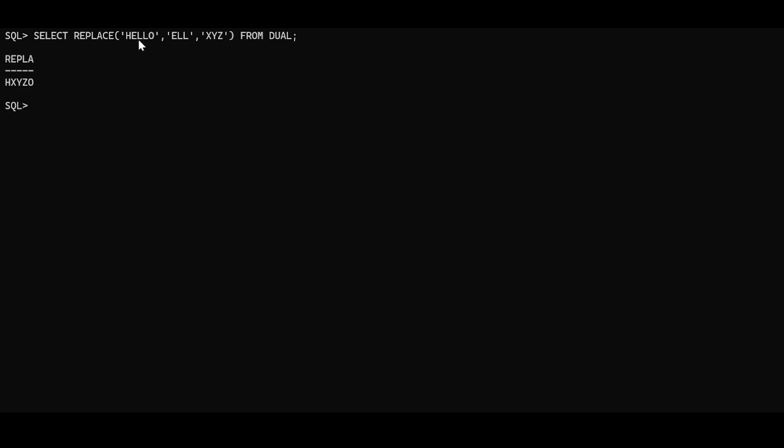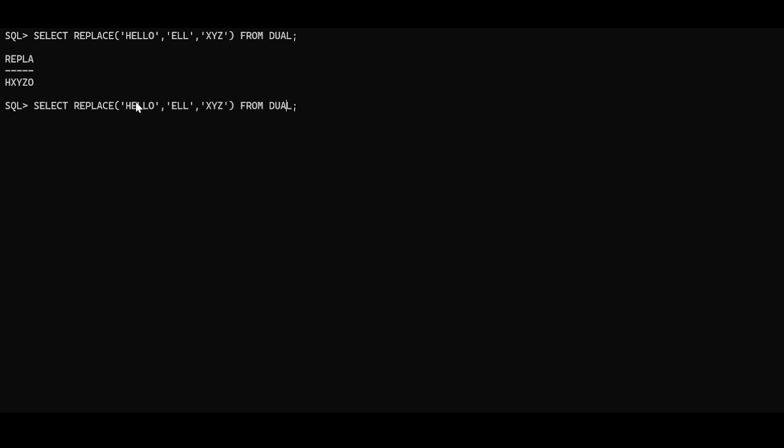Right, now you see what is happening. ELL, this set of characters, has been replaced. You are choosing the characters that you want to replace, and you are also placing the characters to which the existing characters have to be replaced. This is the way it works. Now you see E has been replaced with X, L has been replaced with Y, and the next L is replaced with Z. So here you are being very specific.